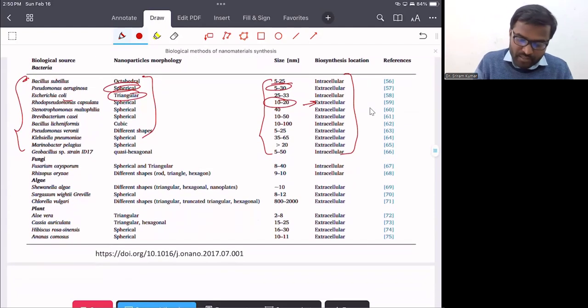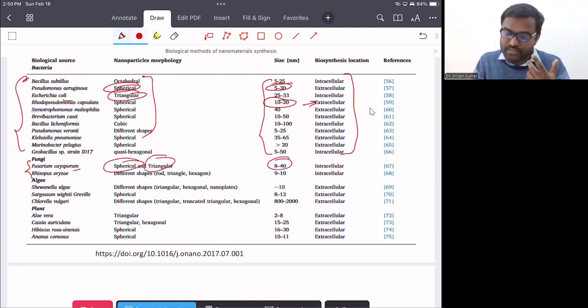And if you're looking for fungus as a source, you can use Fusarium oxysporum. In this case, you get either spherical or triangular nanoparticles, and you can control the particle size, maybe 8 to 40 nanometers, using the intracellular mechanism. And if you are looking at others, we have Rhizopus, for example. It depends on the kind, but we will have rods, triangles, or maybe hexagonal nanoparticles, and we have very much control over the particle size, maybe 9 to 10 nanometers.